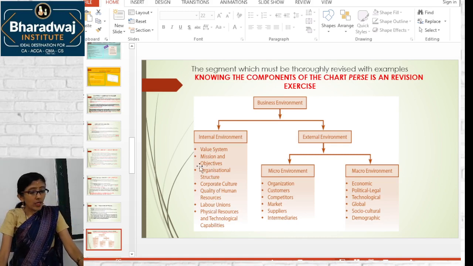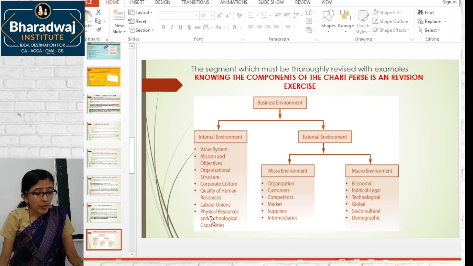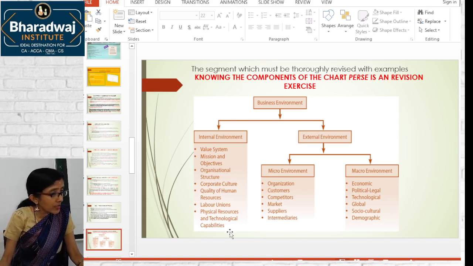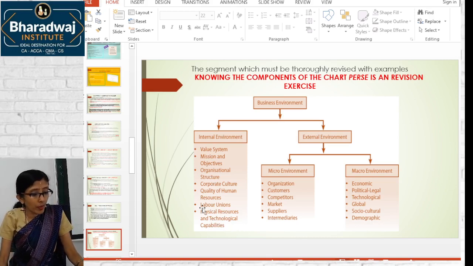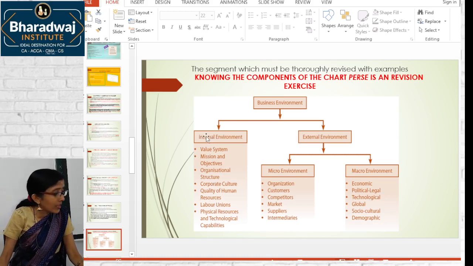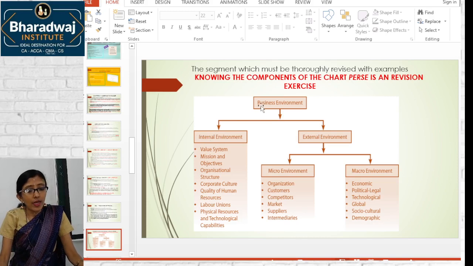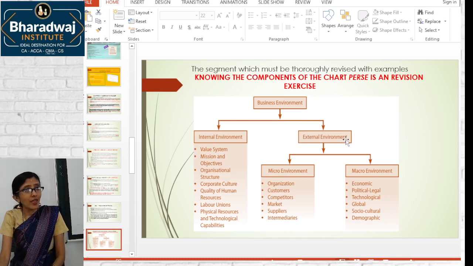This segment carries 8 marks, because you have physical resources and the last part is technological capabilities. If this is written correctly as internal environment, 1 mark, 9 marks. And when the business environment title is there, 10 marks. Okay, 10 marks over. Go to external environment, 11 marks. Then micro environment and macro, so 12, 13 marks.